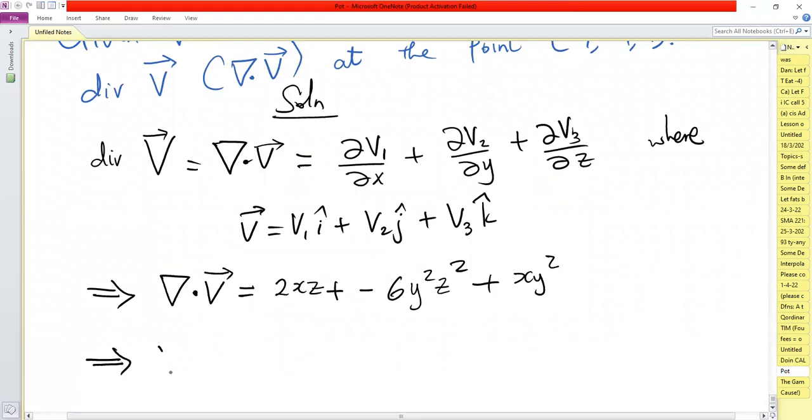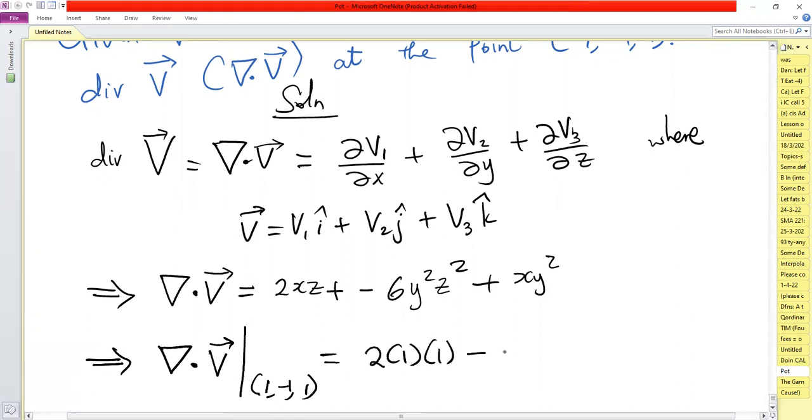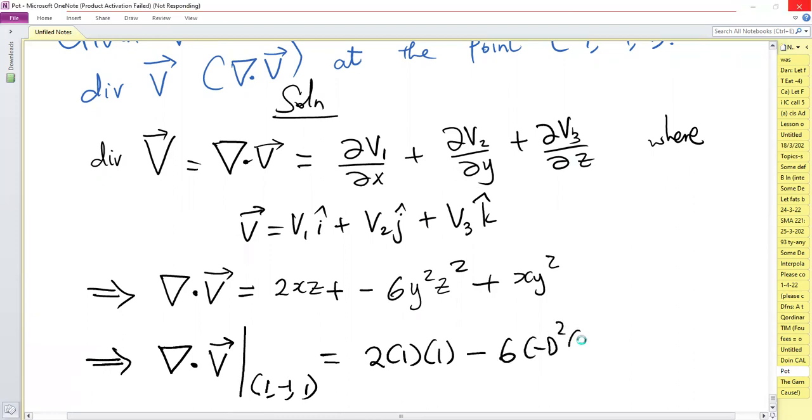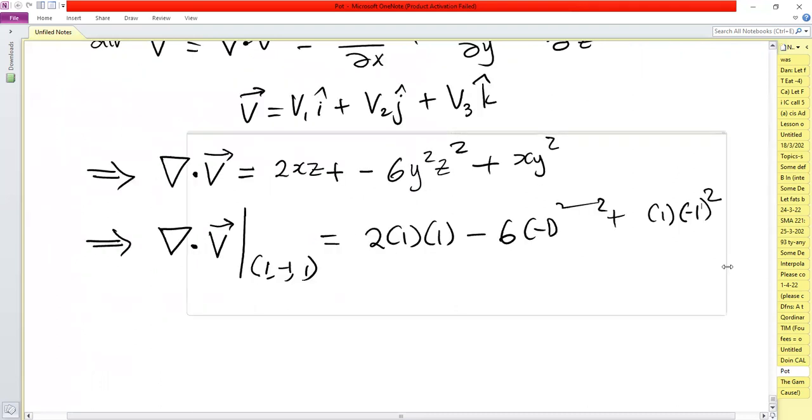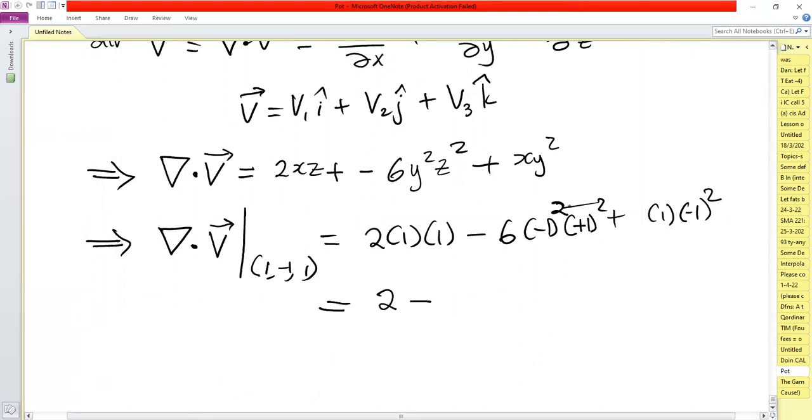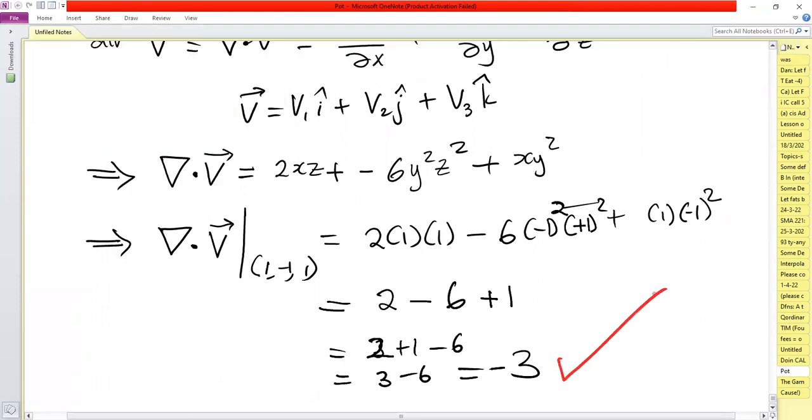So this means that the divergence of this vector V at the specified point (1, -1, 1) is given by 2 times 1 times 1 minus 6 times (-1) squared times 1 squared plus 1 times (-1) squared. Remember this is squared and then positive 1 squared. So this will give us 2 minus 6 plus 1. So when you work out, this is the same as 3 minus 6, and the answer would be minus 3. So therefore, the solution to the given problem is minus 3.